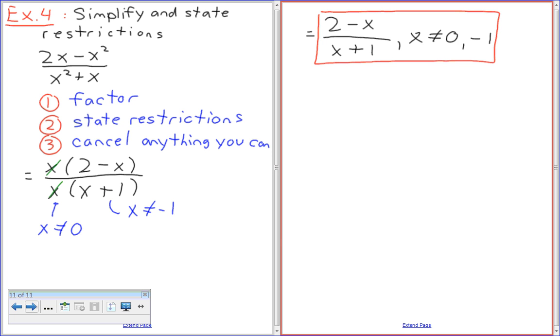Yeah, okay, Cal. So why isn't negative 2 a restriction? Good question. Because if we plug in negative 2, the denominator is not 0. It's only the denominator that we care about. A 0 over something is fine, right? It has to be divided by 0, that's the only issue. All right. Anybody else before I keep moving here? You ready? All right, example 5. Simplifying, state restrictions.